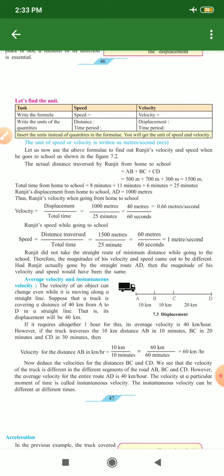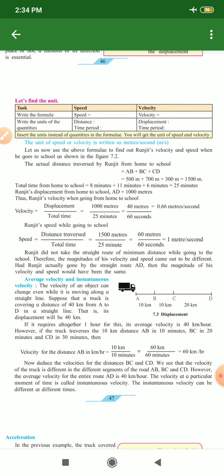Now let us learn about average velocity and instantaneous velocity. Instantaneous means immediate, instant, at that instant. The velocity of an object can change even while it is moving along a straight line. Suppose that a truck is covering a distance of 40 kilometers from A to D in a straight line, that is, its displacement will be 40 kilometers. If it requires altogether 1 hour for this, its average velocity is 40 kilometers per hour.